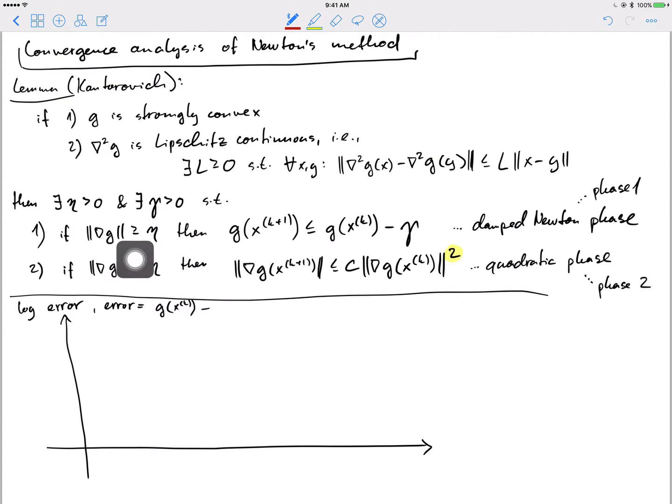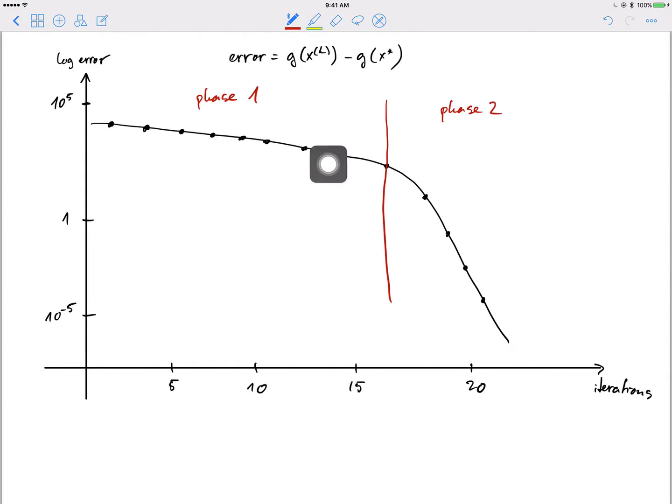What can happen is that the damped Newton phase, this first phase, can take forever, because then this gamma can be small. So before you get to this quadratic convergent regime, you might need to do millions of iterations. That would not be great. And that happens in the case when the quadratic approximation is not a good approximation of your function.